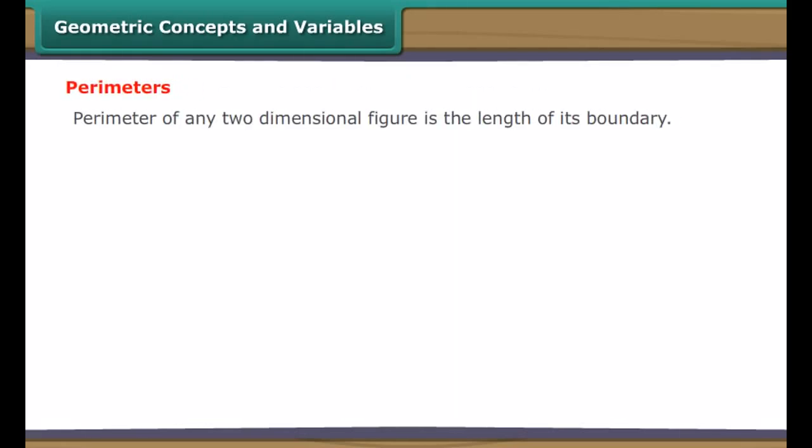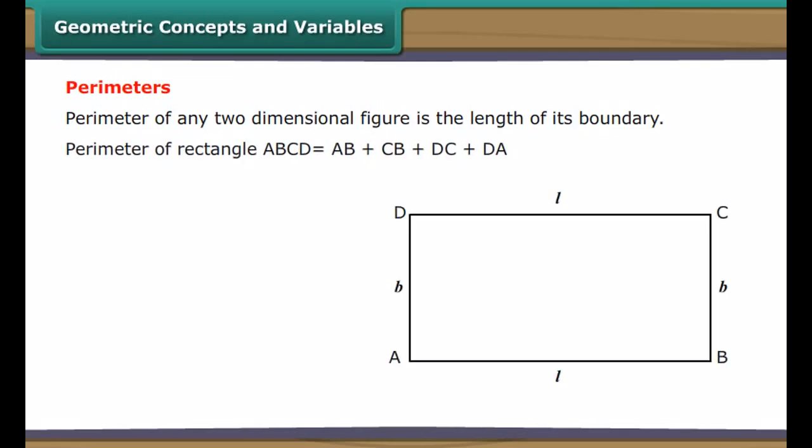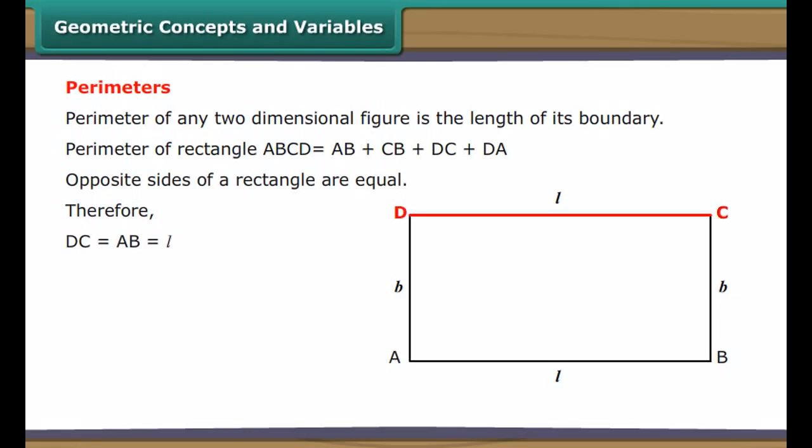Perimeters. The perimeter of any two-dimensional figure is the length of its boundary. Perimeter of rectangle ABCD is equal to AB plus CB plus DC plus DA. Opposite sides of a rectangle are equal. Therefore, DC is equal to AB is equal to L for length. DA is equal to CB is equal to B for breadth.